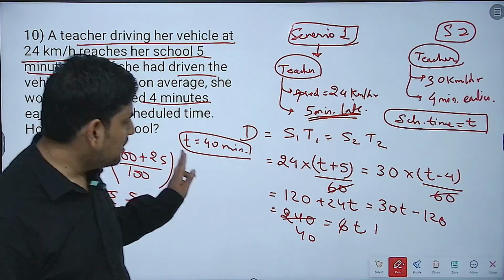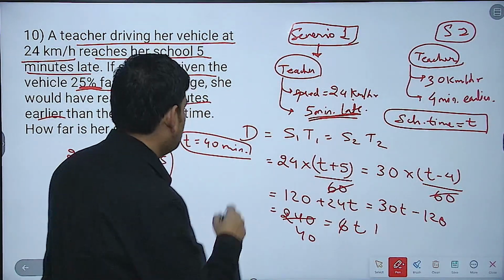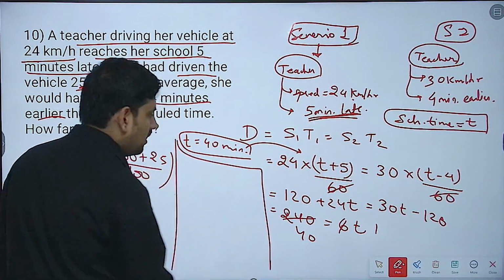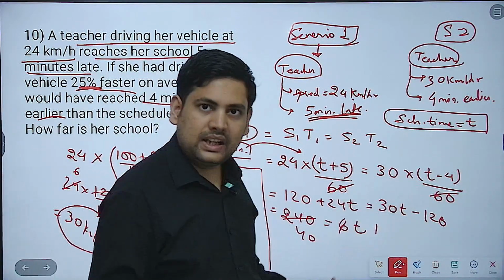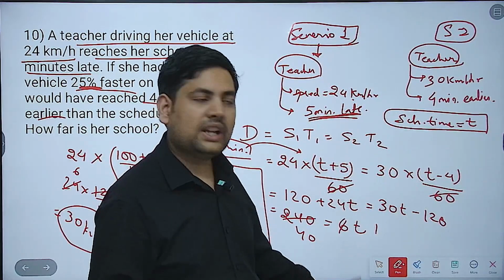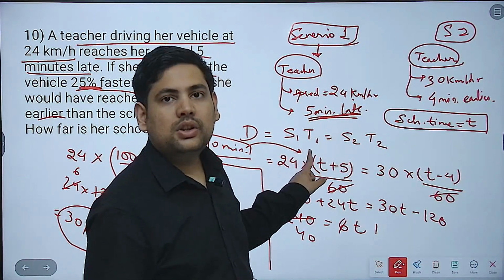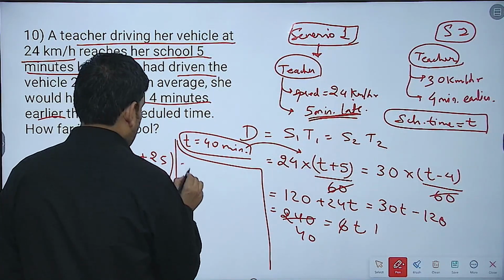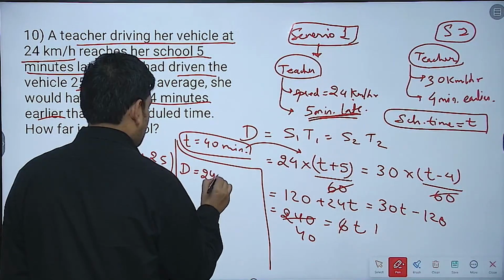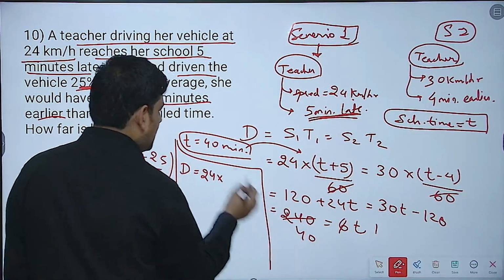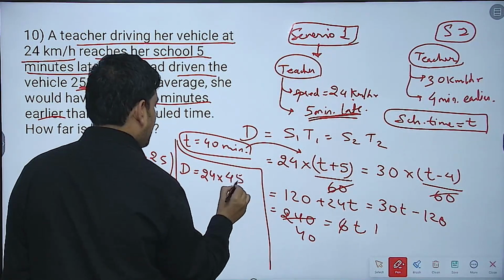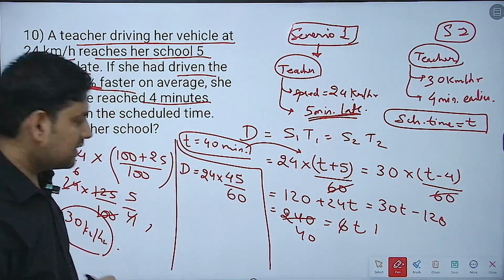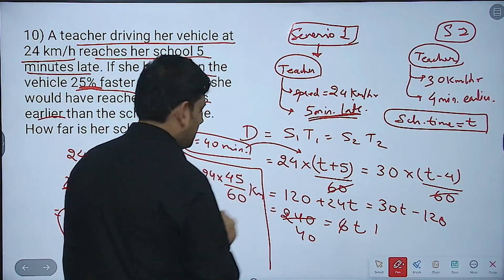Now you can put it in any equation, any of them. Let's put it here, because eventually distance is asked from you. So the first thing was equating both of them, getting the scheduled time. So you got the time, then you put it back here. What you can get? You can get distance from here. Distance will be equal to 24 into t plus 5. So t came out to be 40. 40 plus 5 is 45, divided by 60.